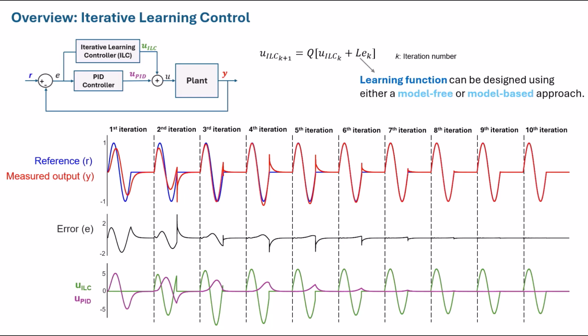The learning function can be designed in different configurations, which are model-free and model-based, both of which are supported in the ILC block, as we will see later in the video. The model-free ILC does not rely on a model of the system and is a suitable choice when you lack a model of your system. The model-based implementation, on the other hand, utilizes a system model to inform the learning process, potentially leading to better performance by leveraging system knowledge. Finally, Q is a low-pass filter used to eliminate high-frequency noise and reduce control chatter.